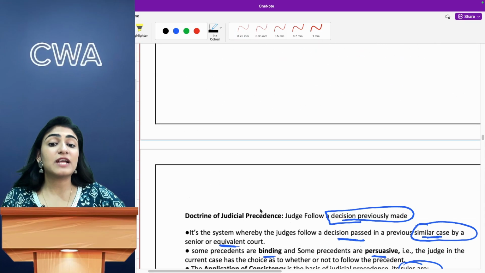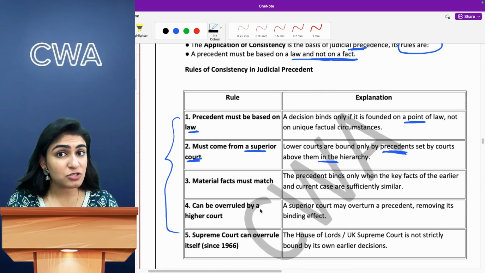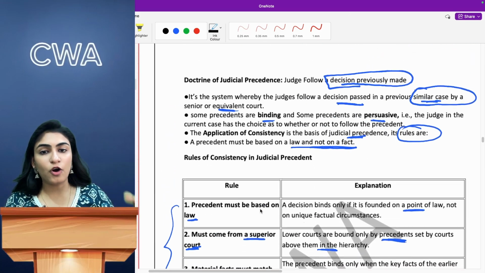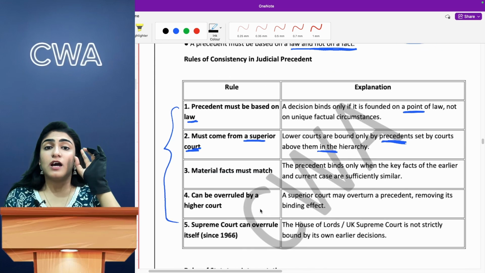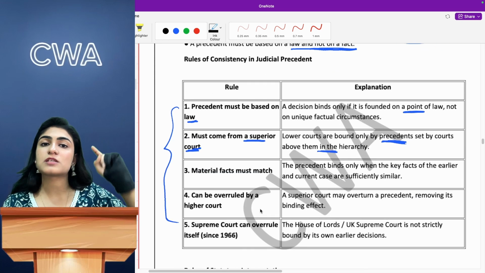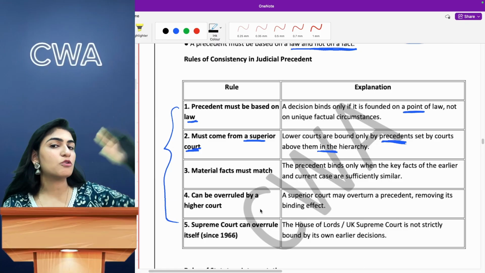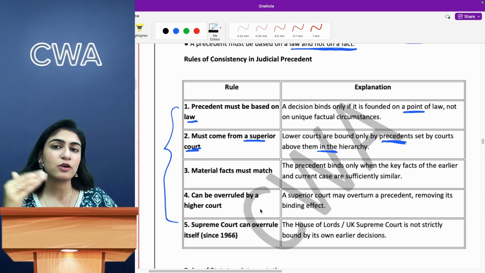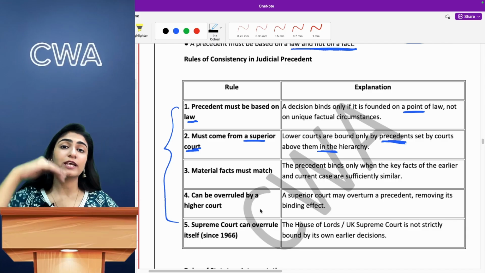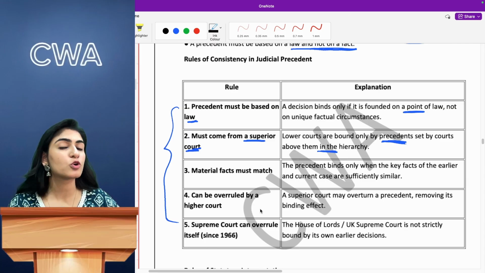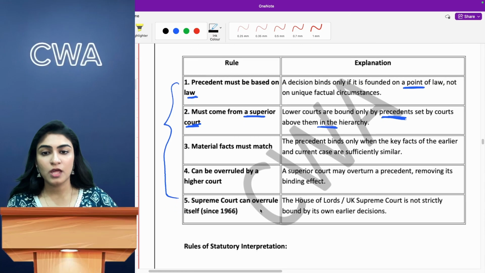Okay, so that is why understanding the hierarchy is also important, because if you want to follow judicial precedent, the verdict or the conclusion or the decision must come from a superior court and not a court that is below you in the hierarchy. Let's say for the High Court they cannot follow the county court. Let's say for the Court of Appeal they cannot follow any decision passed by the High Court or county court.